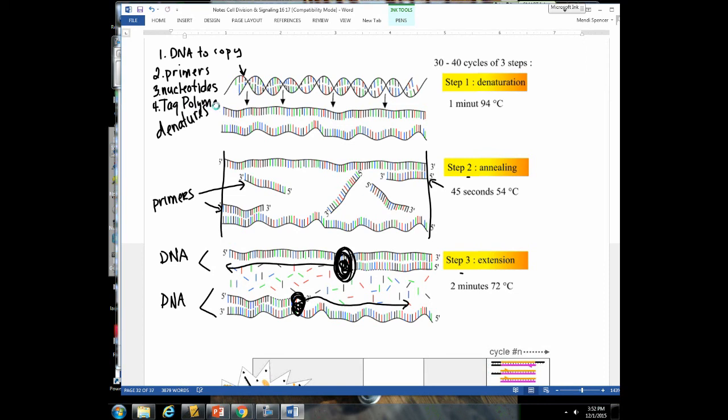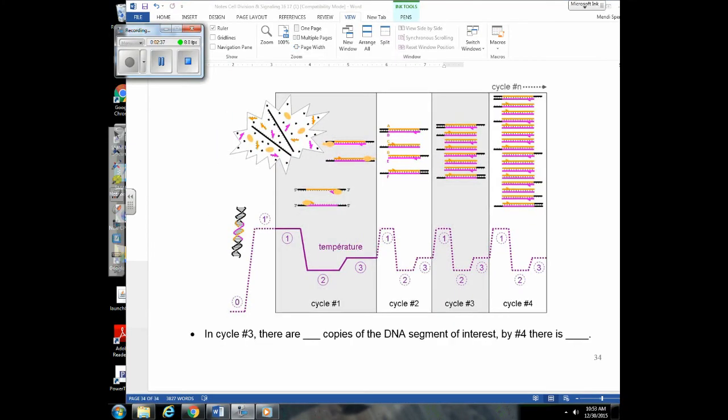And you need to be familiar with all the materials that we need to add to a PCR tube so that we can copy DNA or clone DNA or amplify DNA. There's different ways to say it. The reason why I wanted to include this diagram of a PCR is to highlight this idea that we don't get a copy of this segment of DNA that we're trying to copy until we get to cycle 3 of the PCR.